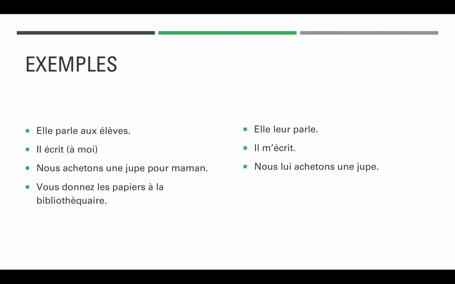Yes, there is a masculine form. Au bibliothécaire, for instance, it would be au because it'd be à and le, so it'd be au. But it doesn't matter because with indirect objects, we don't care about the gender. So vous, you, to her, give the papers. Vous lui donnez les papiers.